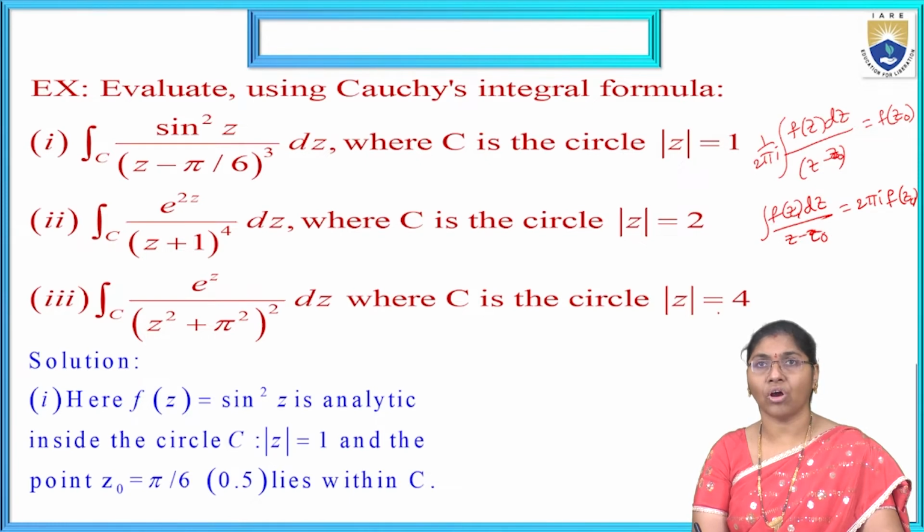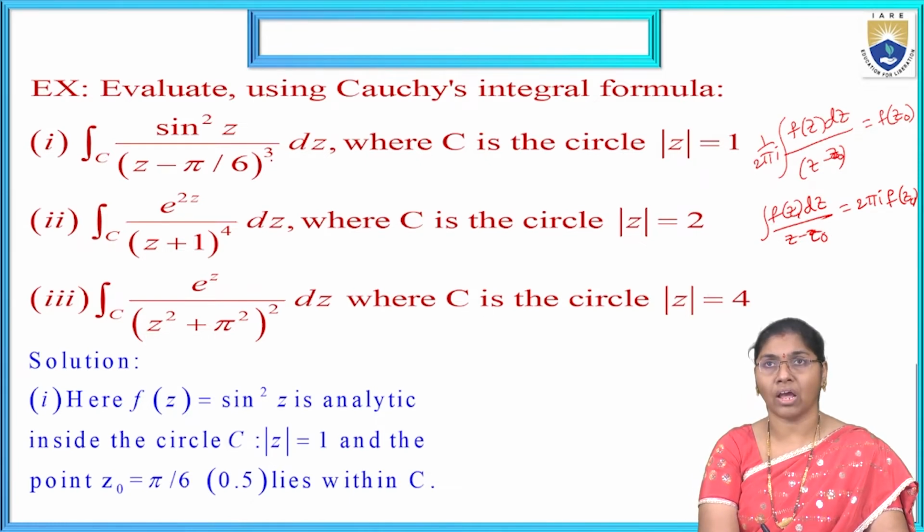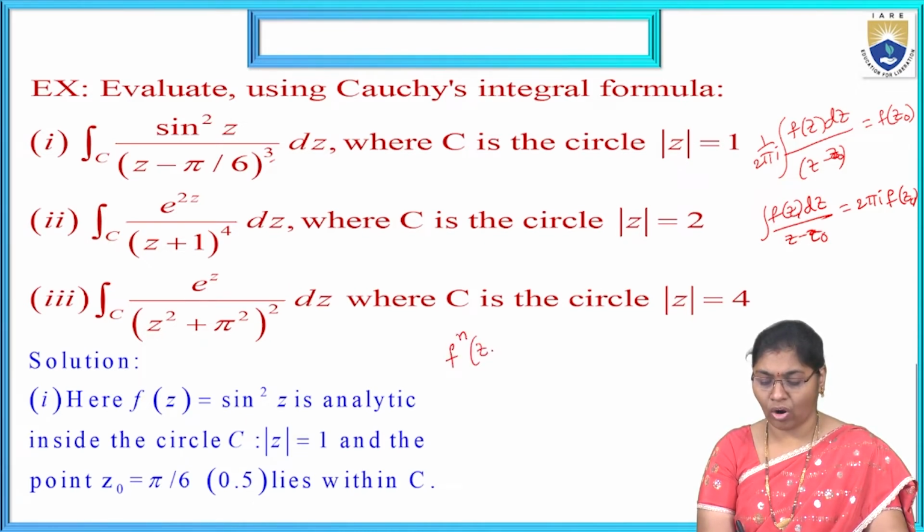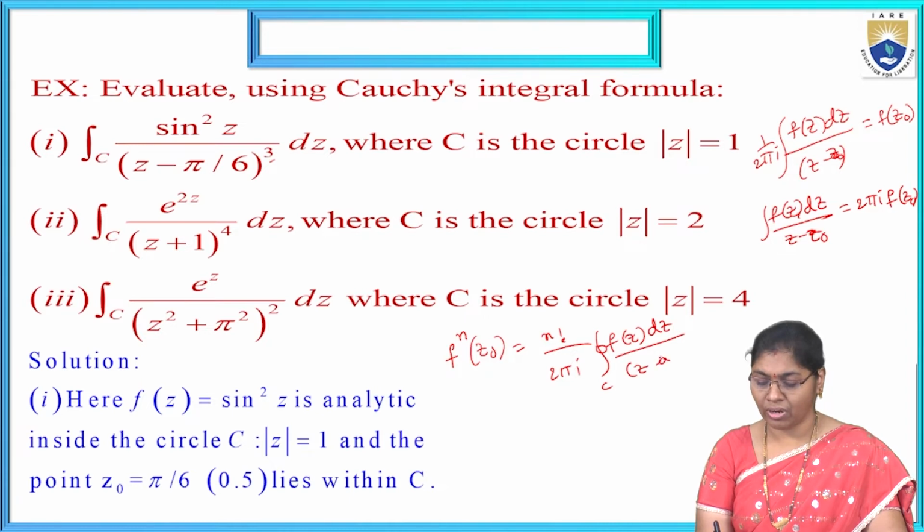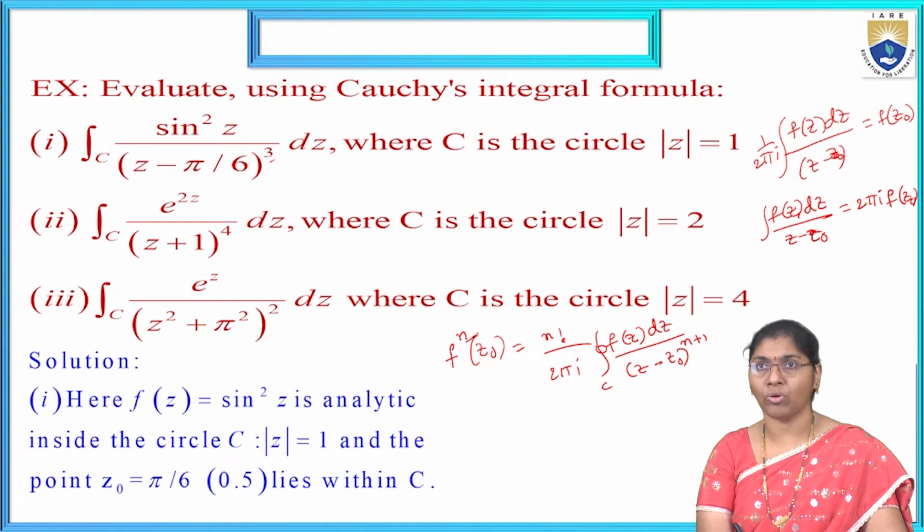Now the generalized Cauchy integral formula means in each and every term it has the power n plus 1. The formula is f n of z naught is equal to n factorial by 2 pi i into the integral over c of f of z dz by z minus z naught to the power of n plus 1. This is the condition. Here n plus 1 terms are there, then we can differentiate up to n terms, so we can differentiate up to the nth derivative. Okay, this is the total condition.